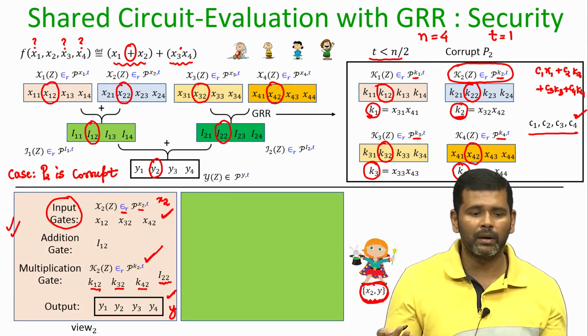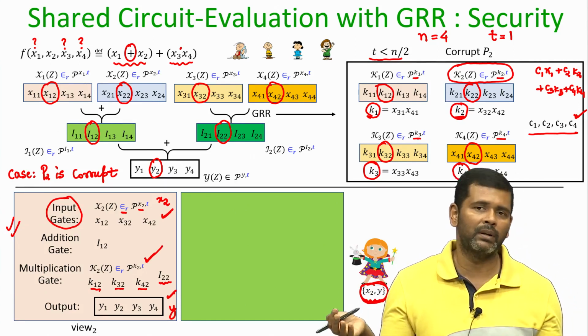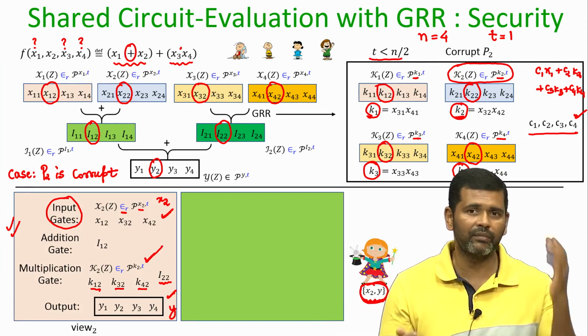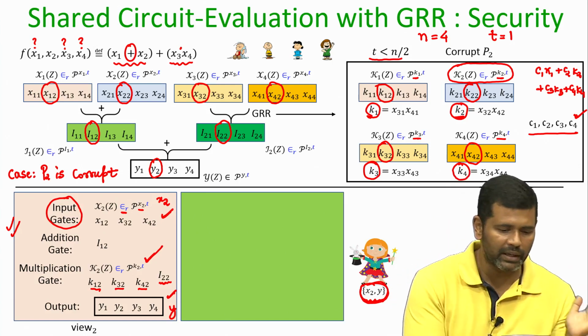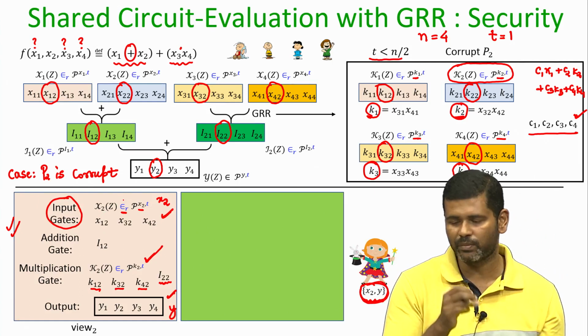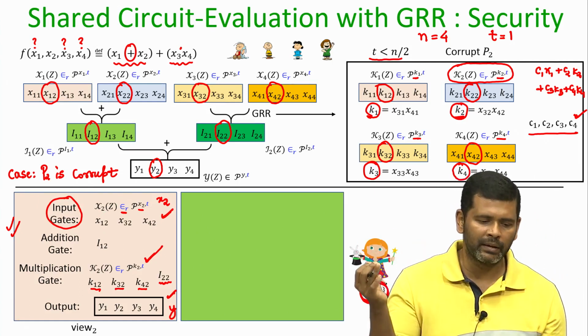It could be any polynomial from the set of all possible polynomials of degree t whose constant term would have been x2. So, it is not the case that every time P2 gets corrupt for the input gates, it only uses this fancy x2 polynomial. This fancy x2 polynomial could be any random t degree polynomial.